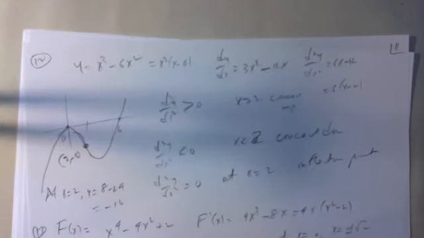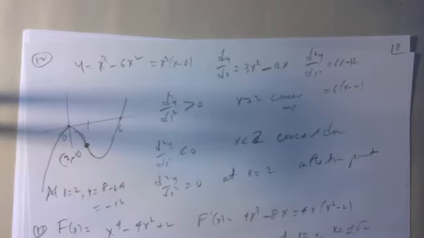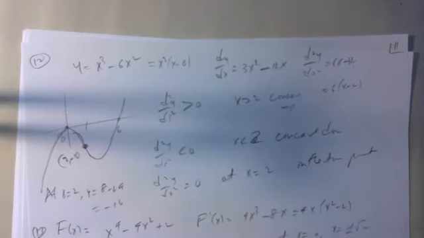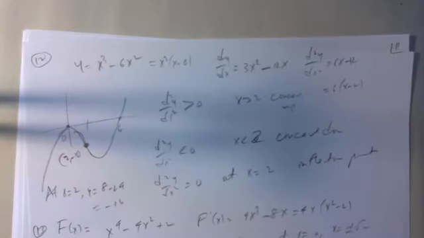When x is plus or minus the square root of 2, this is 12 times 2, 24 minus 8 is 16. So here we have relative minima. So these are the relative extrema.